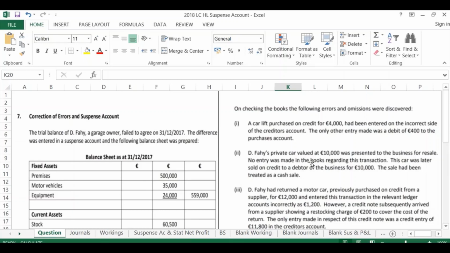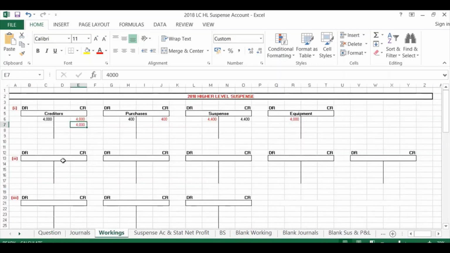But to start off with, the first thing we're going to have to do is put in the entry for the private car that was presented to the business for resale. Because it was presented for resale, it should go in purchases. So I'm going to open up a purchases account.